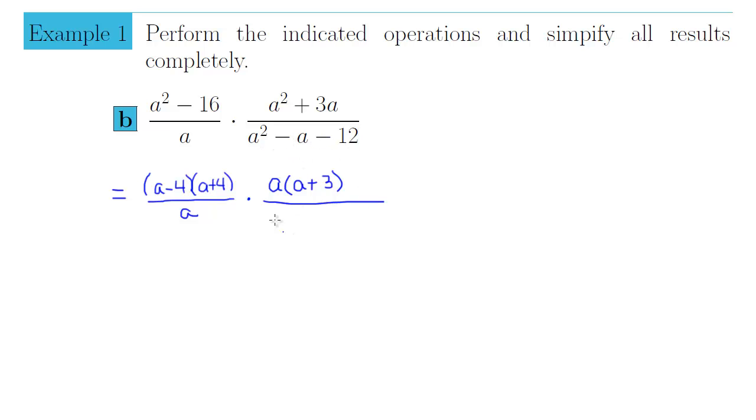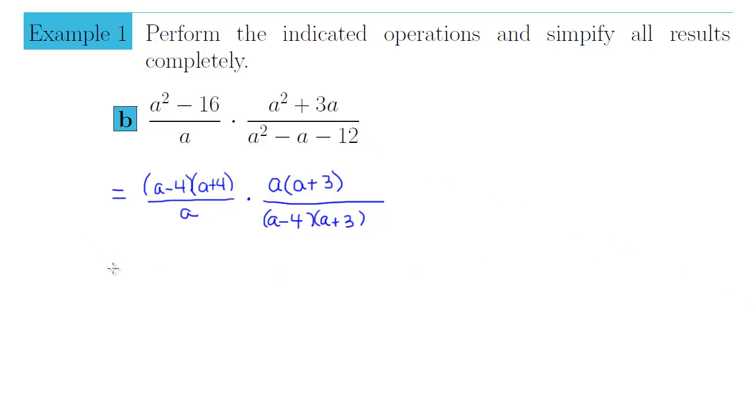Let's factor the trinomial on the bottom. Notice we can factor the trinomial on the bottom as the following. A minus 4 times a plus 3. A squared plus 3a minus 4a gives us minus a, and negative 4 times 3 gives us negative 12. So we factored our problem completely.